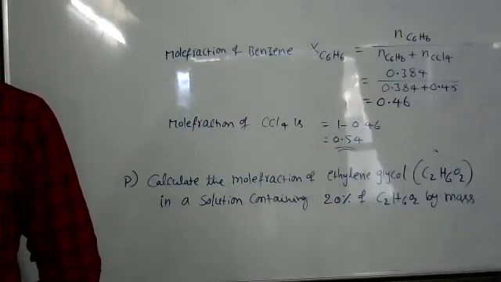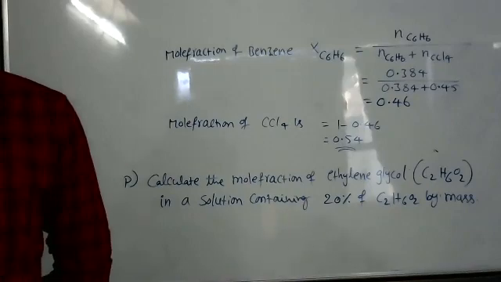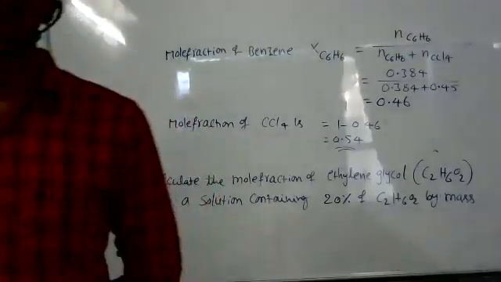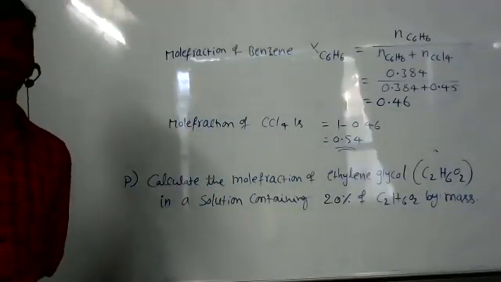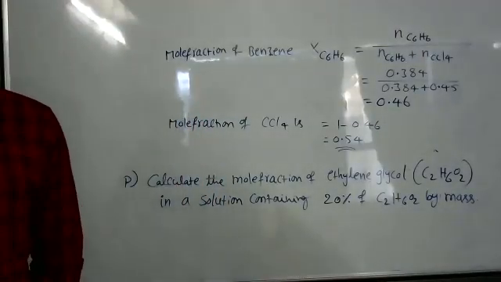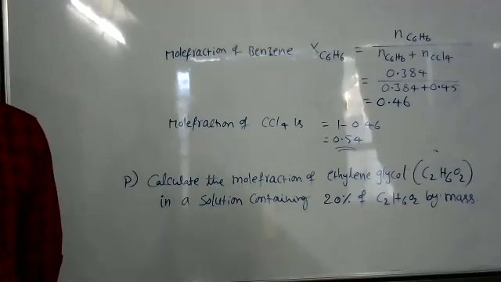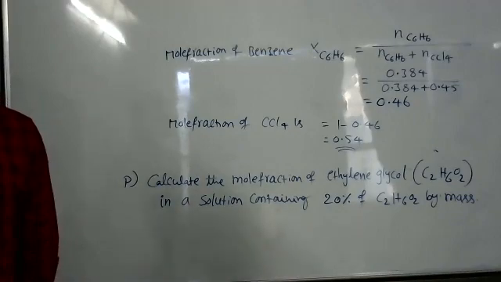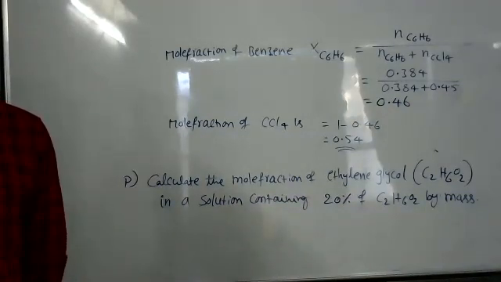Sir, could you solve it? I'm not getting it for some reason. See, first write mass of ethylene glycol, C2H6O2, 20 grams. Then mass of water, 80 grams.